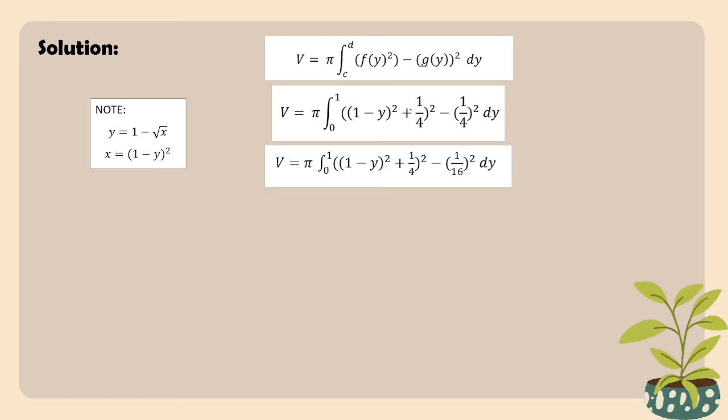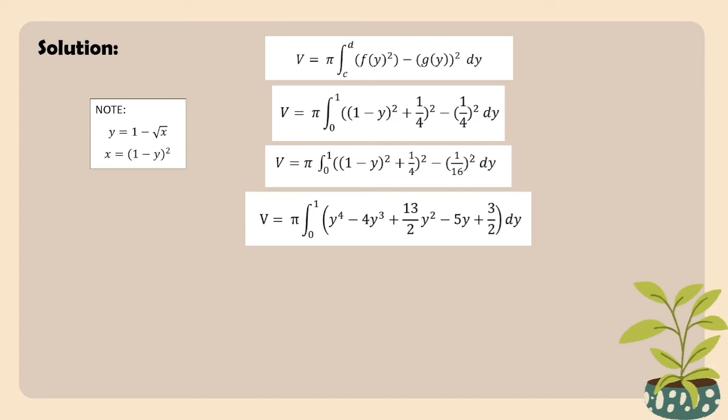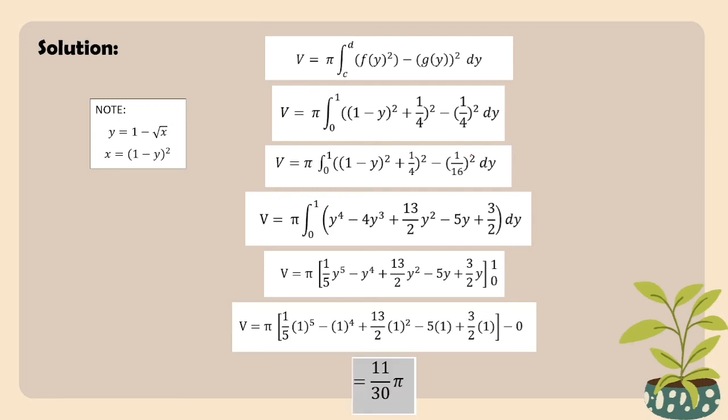Using the algebra, we have (1 minus y squared plus 1/4) squared minus (1/4) squared. Then expand, then integrate evaluated from 0 to 1. Then we'll have the final answer, which is 11 over 30 pi.